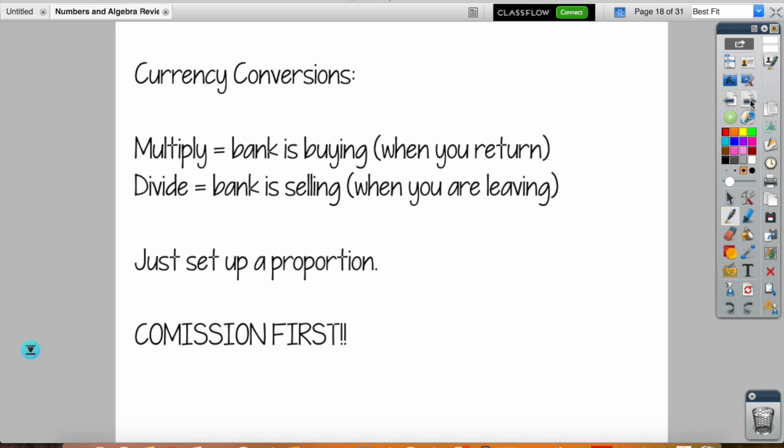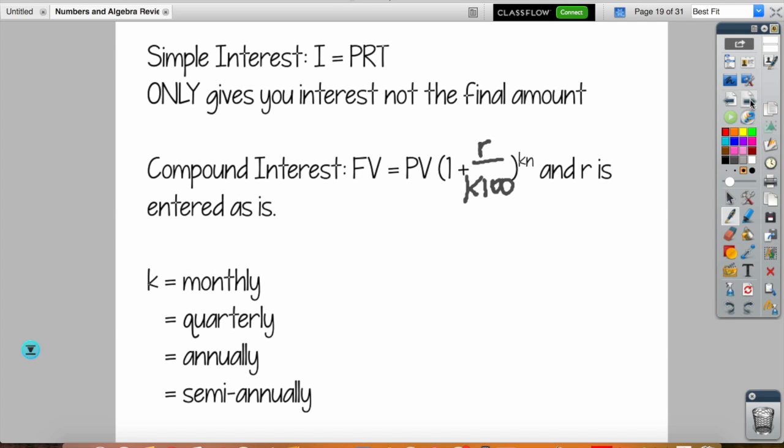Currency conversions was also in this section. Remember, that's when if the bank is buying the money back from you when you return from going somewhere, then you're going to multiply the exchange rate. If the bank is selling you the money, for example, when you're going to travel off to this country, you're going to end up dividing the exchange rate. If you can never remember when to multiply or divide, then just set up a proportion, okay? It doesn't hurt. Just set up the proportion and cross multiply. Commission always comes first. So if the bank is charging the person commission, you always apply that first before you ever exchange it. All right.